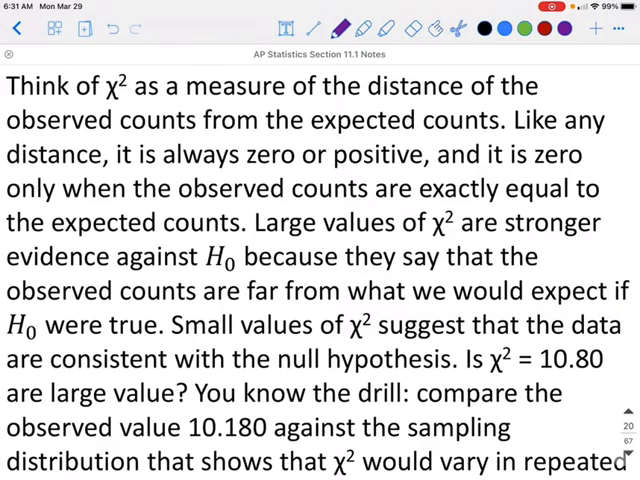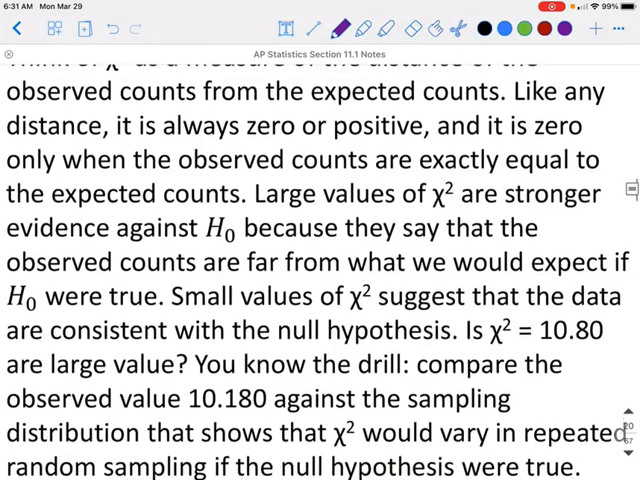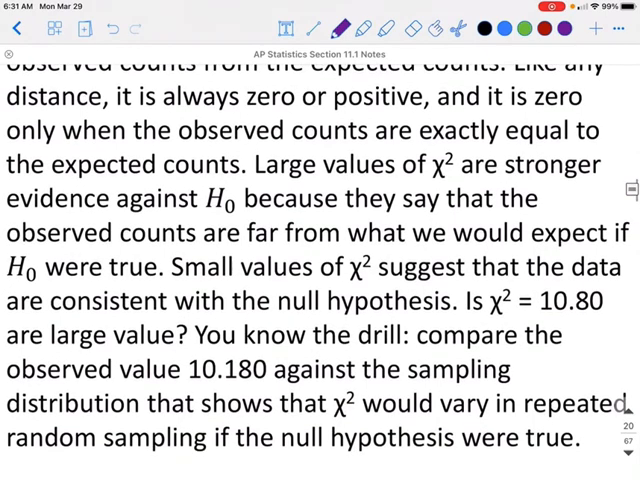So the question is, is a chi-square equal to 10.80 a large value? You know the drill. Compare the observed value of 10.80 against the sampling distribution that shows how chi-square would vary in repeated random samples if the null hypothesis were true.